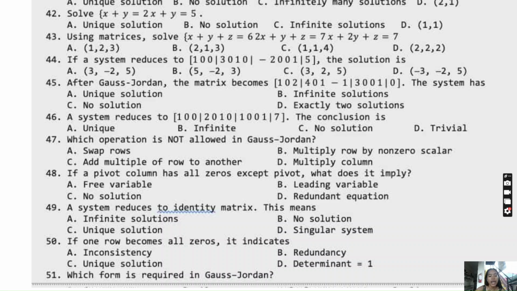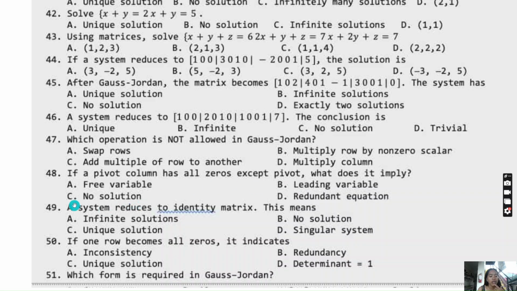So number 47, we have: which operation is not allowed in Gauss-Jordan? So the answer is letter D, multiply column. Because in Gauss-Jordan elimination, we are only allowed to use elementary row operations. What are the elementary row operations? These are: swap two rows, multiply a row by a non-zero scalar, and add a multiple of one row to another. Column operations are not part of the standard Gauss-Jordan method for solving systems. So that's why multiplying a column is not allowed. So therefore, the answer of 47 is letter D.